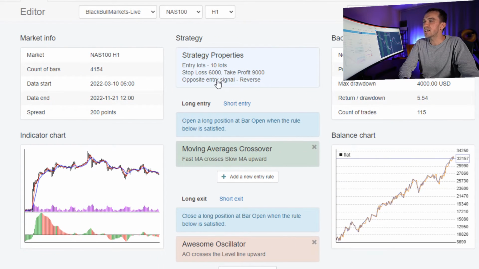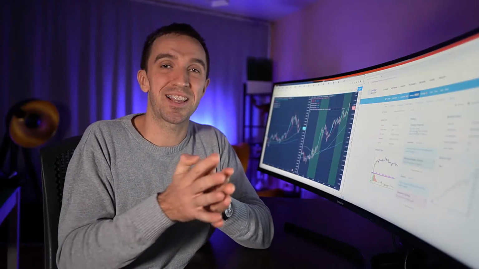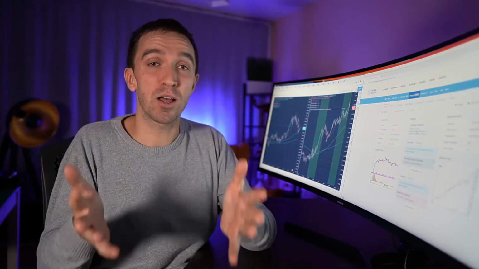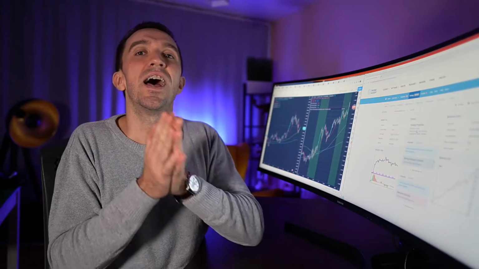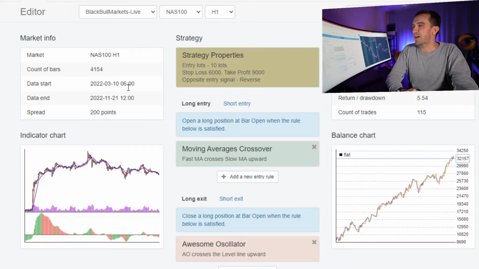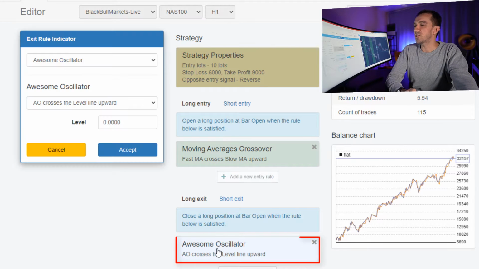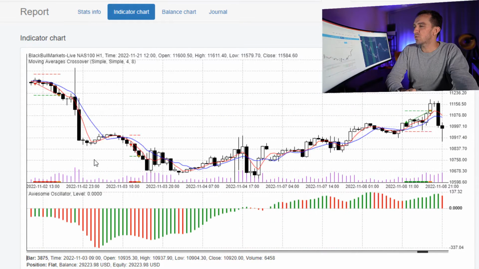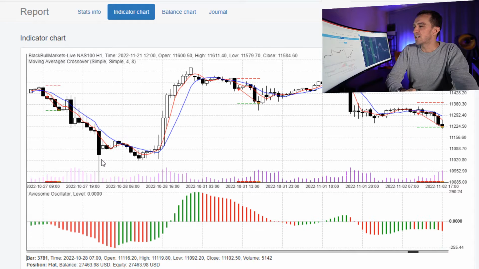Now the stop loss is 6,000 pips and take profit of 9,000 pips, or this is $60 from the NASDAQ price as a stop loss and $90 from the NASDAQ price as a take profit. Alright, so it depends with how many digits is your broker, and if the stop loss and the take profit are not reached, we have the awesome oscillator with the rule that awesome oscillator crosses the level line upward, and we should close the trade if this rule is in place.